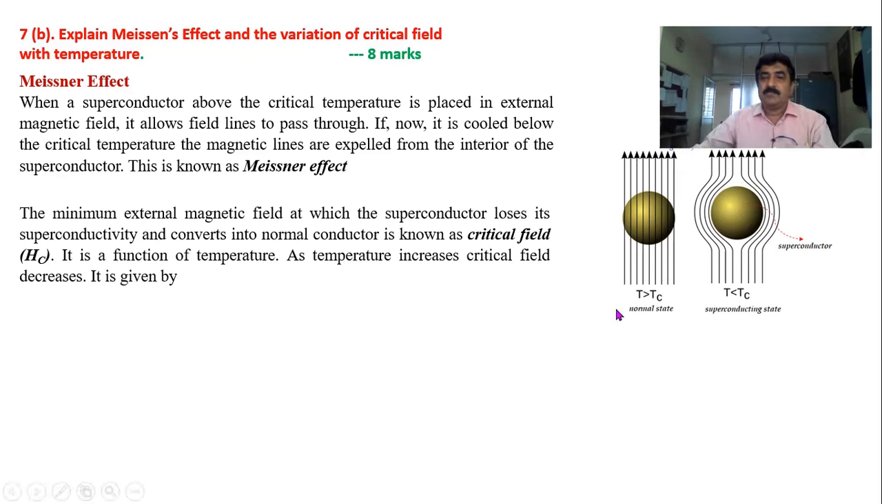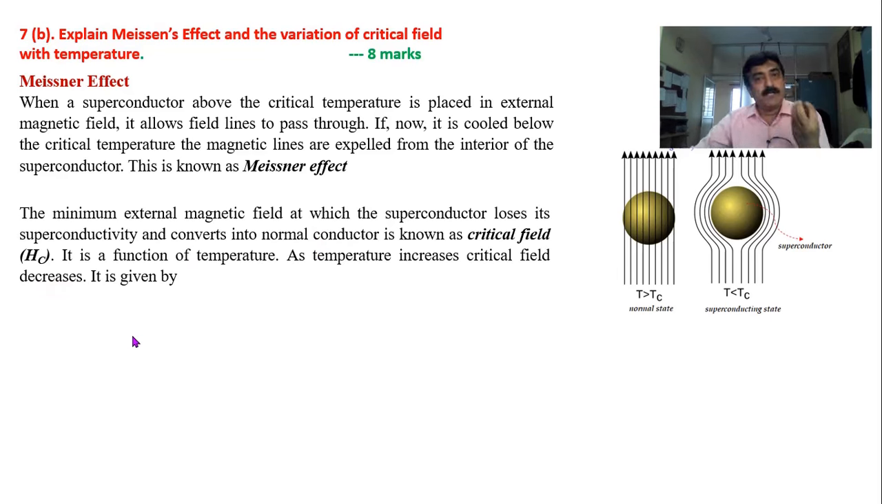Okay, well, so the lines are passing through because temperature is above critical value. Now if you reduce the temperature below critical value, see, all the lines are thrown out, not even a single line is existing inside. This is known as the Meissner effect. Okay, now there is another part in the question, variation of critical field with temperature. First of all, you have to tell what is this critical field.